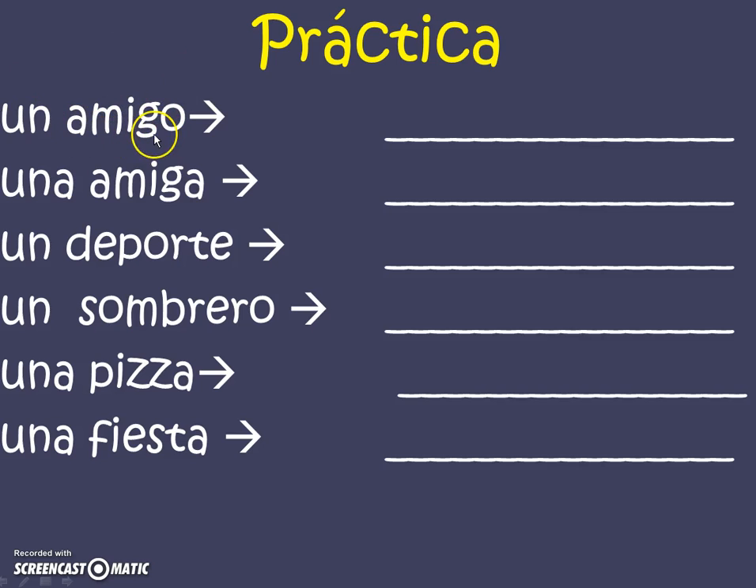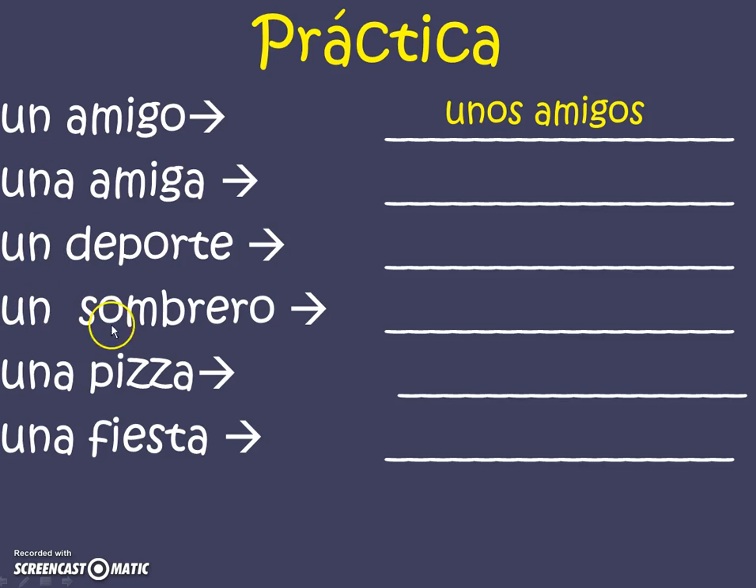So how do we make this plural? Good job. We just add an S to the end because it ends in a vowel. Then we're going to have to change our indefinite article to match our plural masculine noun. So our plural masculine indefinite article is unos, making it unos amigos, some friends.